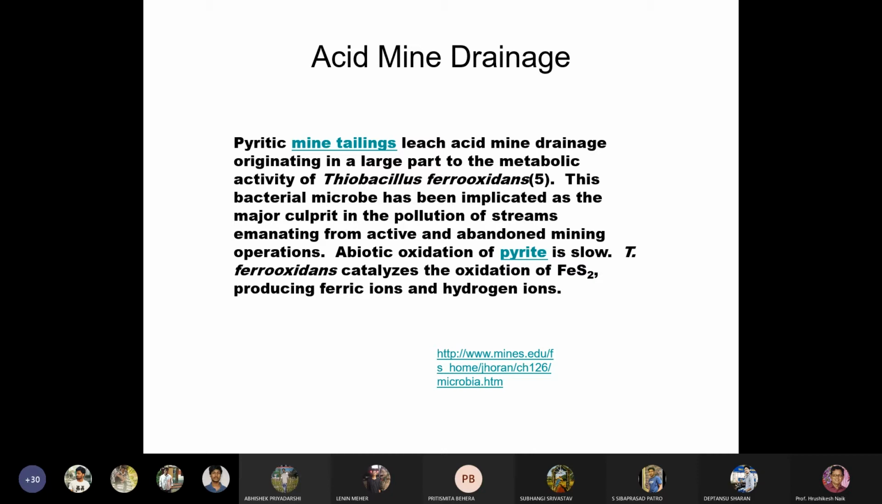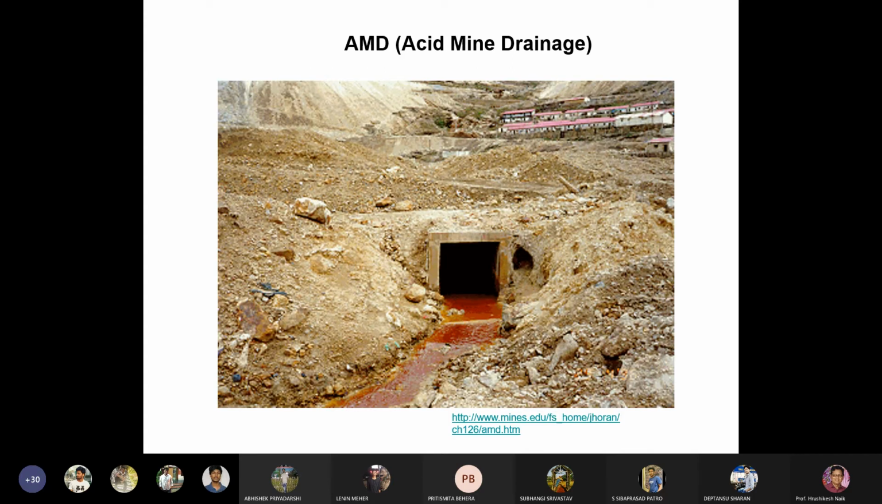And this hydrogen ion, when it comes in water, reacts, and the water becomes acidic in nature. Sulfuric acid is generated from the mine tailings. So that is called your acid mine drainage. As I have shown in the last class also, if there is acid mine drainage, the water becomes very acidic and red in color. So this is called your acid mine drainage water.